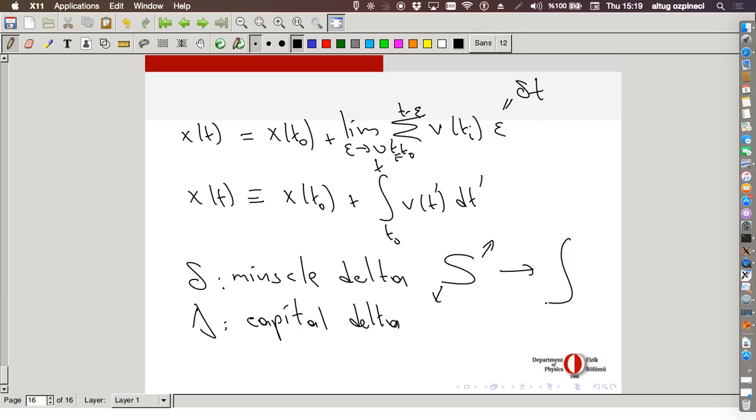So if you look at here, if you take the limit epsilon goes to zero, well, what you are summing just goes to zero, but the number of steps that you have to take to go from t0 to t also becomes infinite. So you should know that the integral is nothing but a sum of infinitely many zeros. The result turns out to be finite. Any questions?